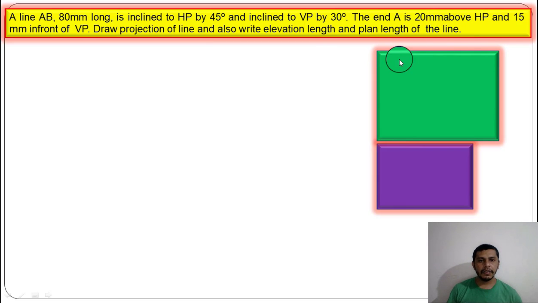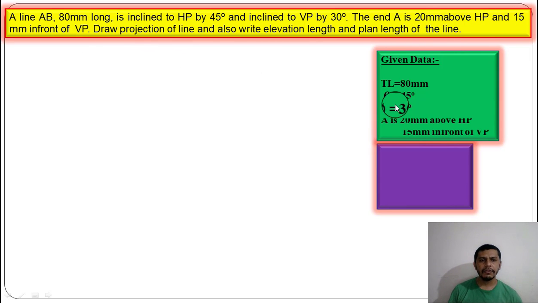So let us recall the given data. Line AB 80 mm long, that means the true length of the line is 80 mm, is inclined to HP by 45 degree, that means theta is 45 degree, inclined to vertical plane by 30 degree, that means phi is 30 degree. The end A is 20 mm above HP and 15 mm in front of VP. So it is above HP, in front of VP. So we can say that the point A is in the first quadrant.